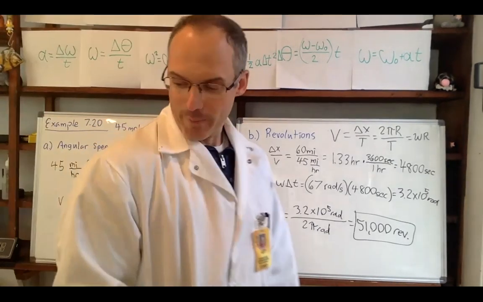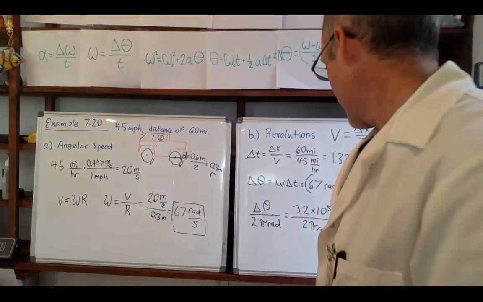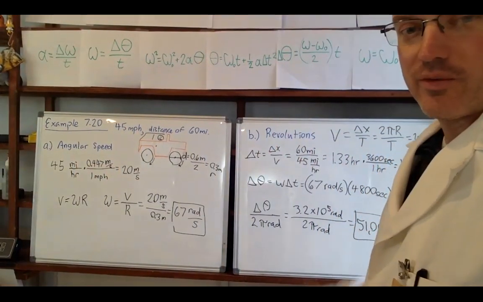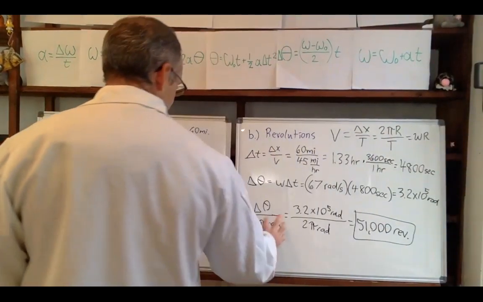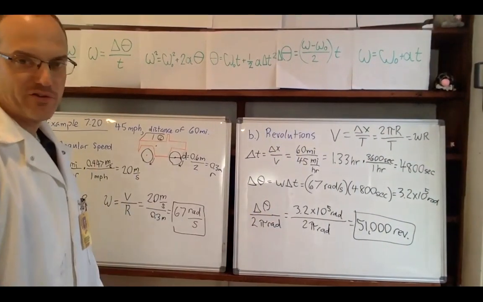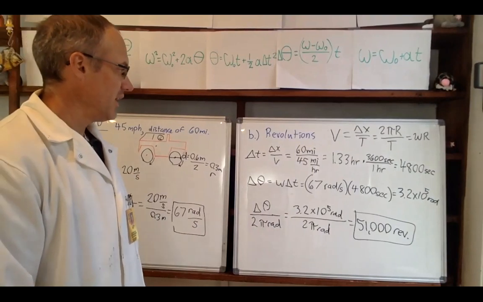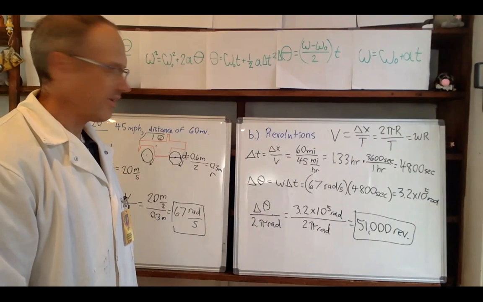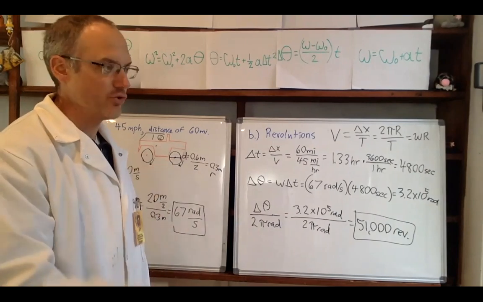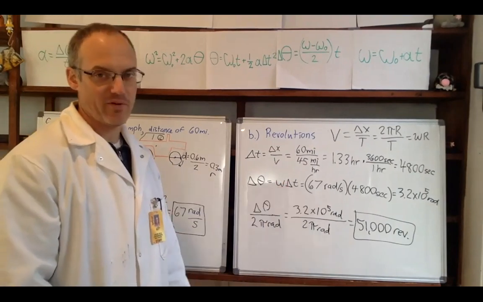Okay. Now remember, this is how many revolutions it would take regardless of your speed. The speed doesn't really come into this calculation. You have a certain distance that you have to go. And if you go faster, the revolutions are going to be faster, but this is how many revolutions it takes total.